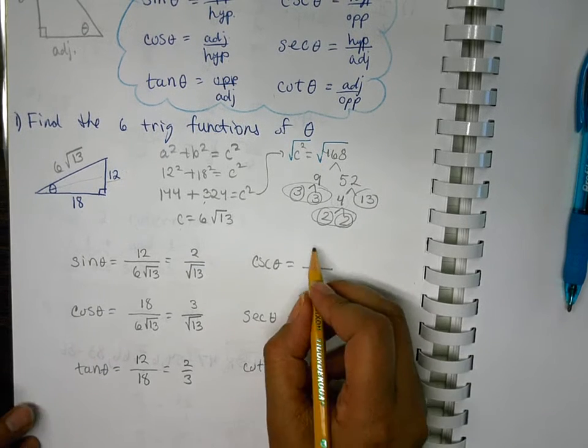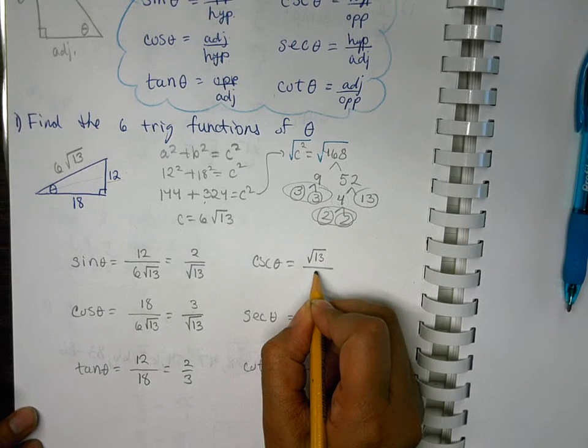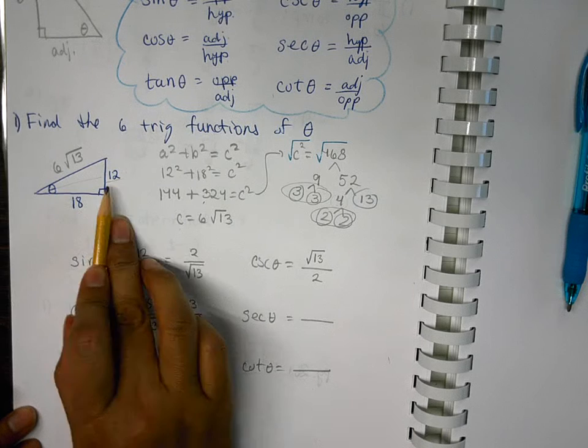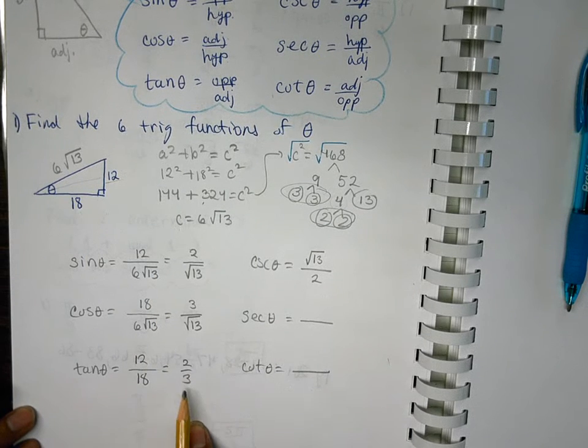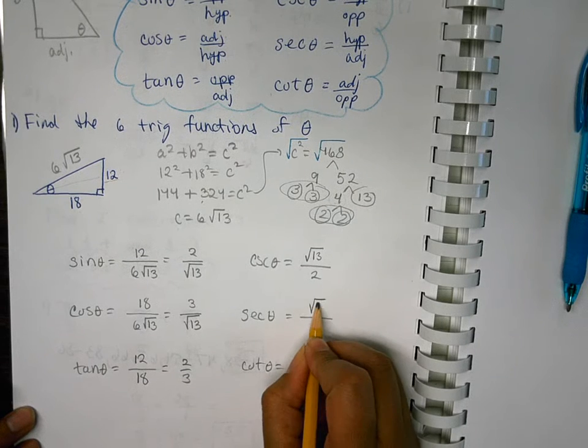So cosecant would be what? Root 13 over 2. Do I have to come back to my triangle, or since I have this set, can I just flip this set? Flip this set. Secant is root 13 over 3.